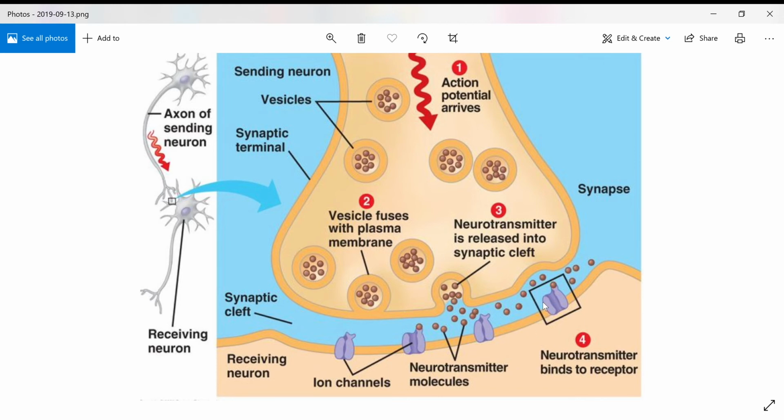Also, which isn't shown in this picture, is the reuptake of these neurotransmitters. Once they're done being bound onto these ion channels, they will get reuptaken back into this terminal button, which is very important because there can be a lot of issues right here if there is no reuptake, or if there's too much reuptake.